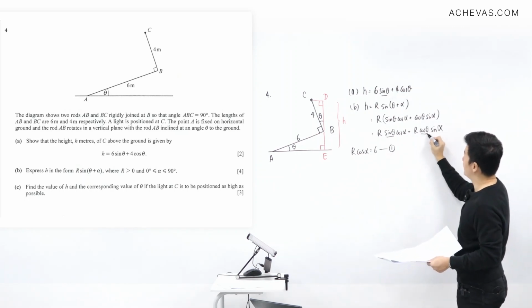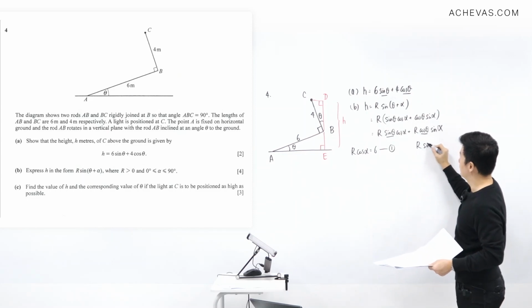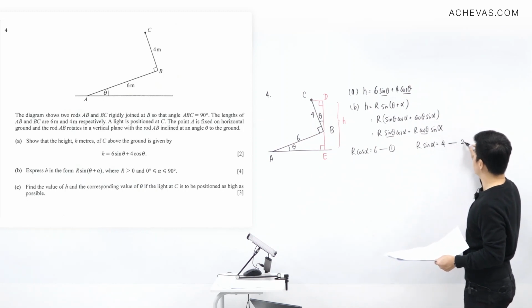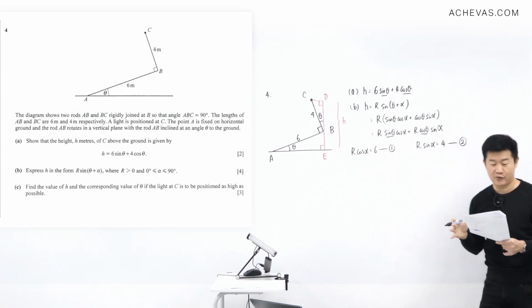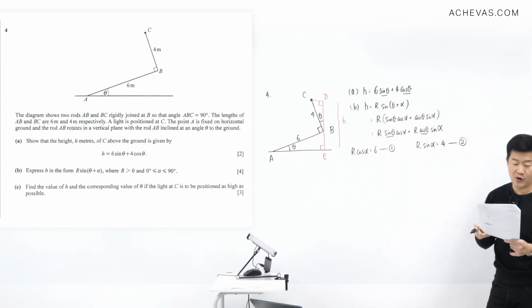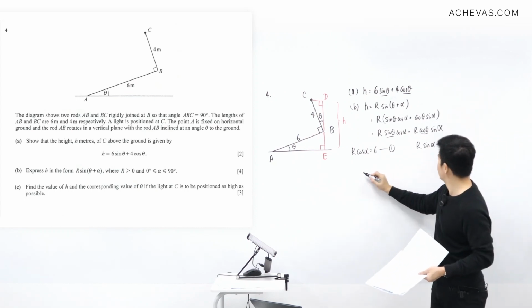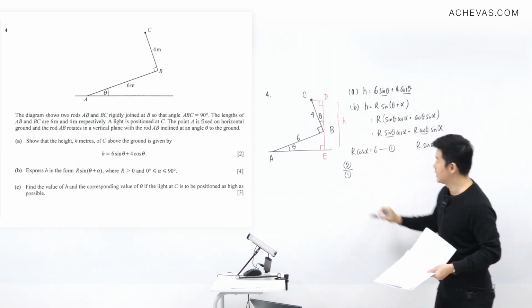And if I were to compare this to this, that means R sine alpha is going to be equal to 4. I am going to call this equation number 2. Let's try to make use of these two equations to solve for R and to solve for alpha. I think alpha seems to be pretty easy because I can just make use of equation number 2 and divide this by equation number 1.